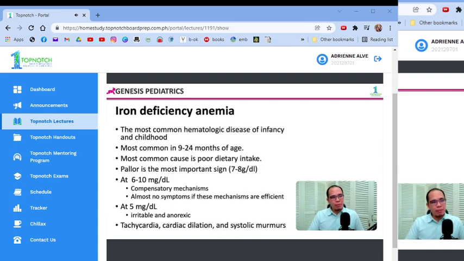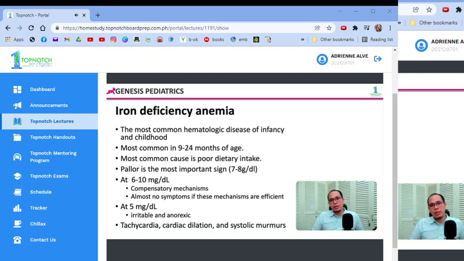Okay? So please do remember, the age group is 9 to 24 months of age. The most common cause is dietary intake. Okay? The most important sign, this is from Nelson's, is pallor. Okay? Pallor is usually seen when the level reaches 7 to 8 grams per deciliter. So please take note of that. So usually, the patient is already anemic but you don't see any physical signs and symptoms yet. So that's why a lot of times IDA is also missed out.